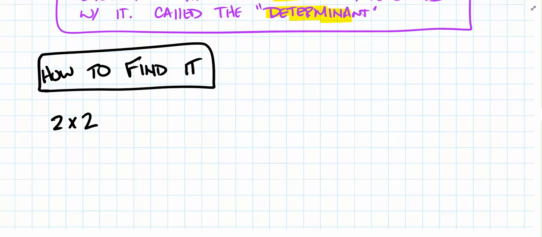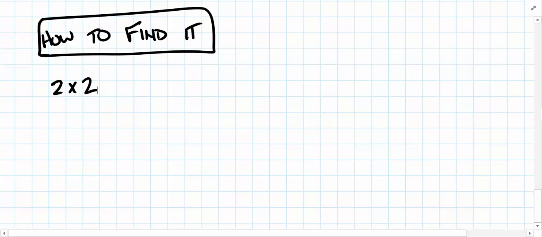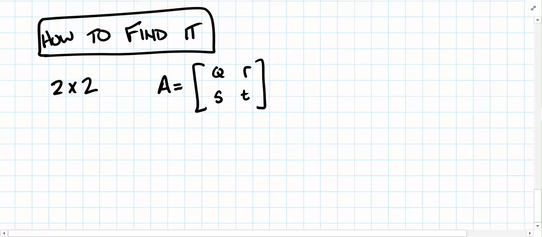For a 2 by 2, it's really straightforward and really easy. So I'm going to define matrix A as this 2 by 2: Q, R, S, and then T. So matrix A is a 2 by 2 square matrix. The elements are real numbers, and those elements are Q, R, S, and T.